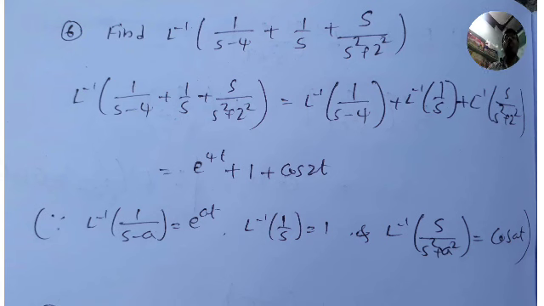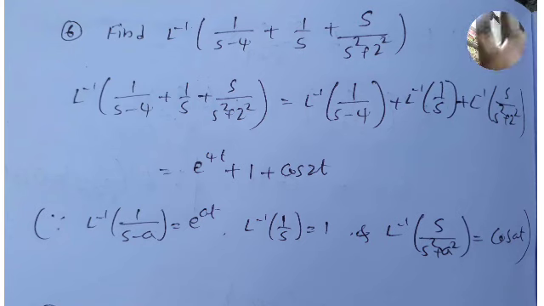This is the sixth problem. Previous questions repeated many number of times for 3 marks. Sixth question. Find L inverse of 1 by s minus 4 plus 1 by s plus s by s square plus 2 square. By linear property, if the functions are multiplied by a constant, take those constants outside. Now here no constants, so that is simply L inverse of 1 by s minus 4 plus L inverse of 1 by s plus L inverse of s by s square plus 2 square.